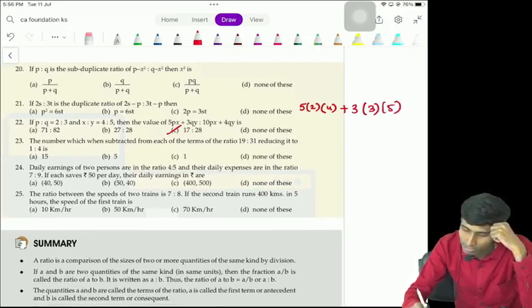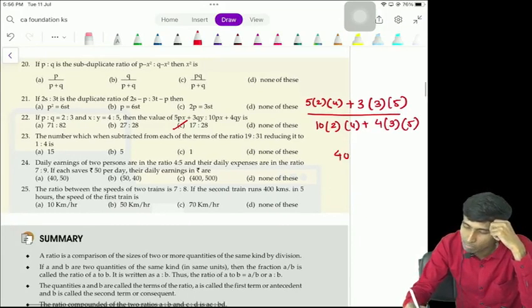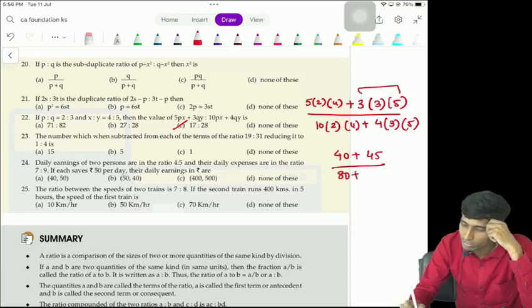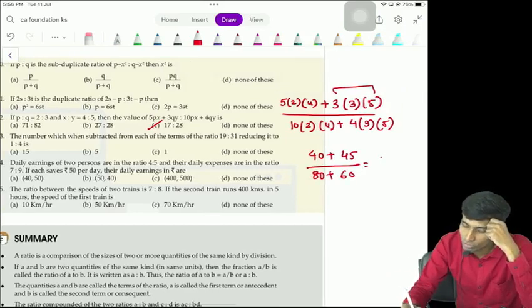This is in the numerator, upon the ratio. 10 into p is 2, x is 4, plus 4 into 3 into 5. So 5 2s are 10, 10 4s are 40, plus 3 3s are 9, 9 5s are 45, upon 10 2s are 20, 20 4s are 80, plus 4 3s are 12, 12 5s are 60. So 85 upon 140, correct?